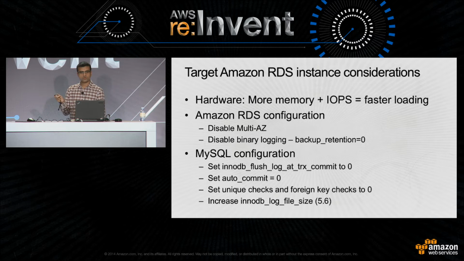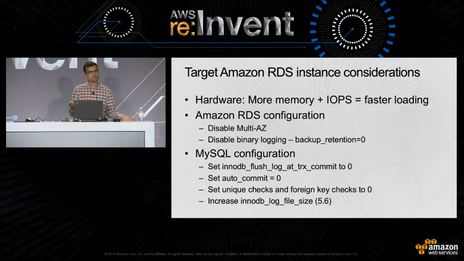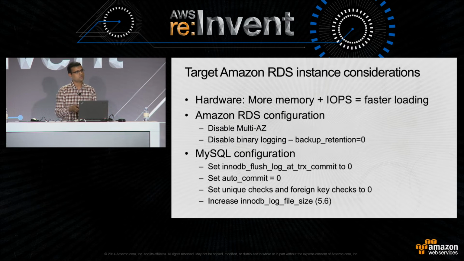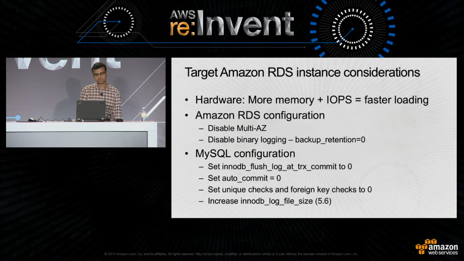You would also want to look at a few MySQL parameters that can help you make this process faster. InnoDB flush log at transaction commit is one. Auto commit is another. Setting these off will enable you to reduce the number of times transactions are written to the disk. This, of course, comes at a cost in that if your instance crashes or fails, you would lose some transactions. Again, you're dumping data, so it's not a huge risk.